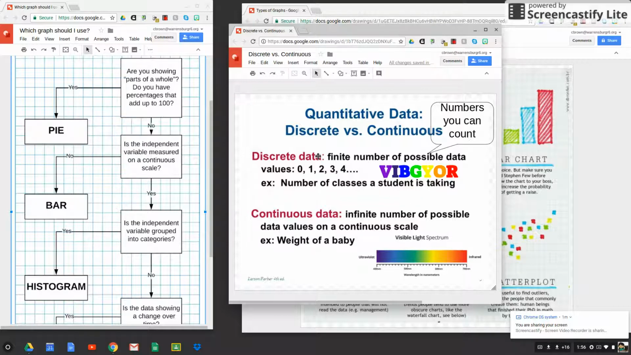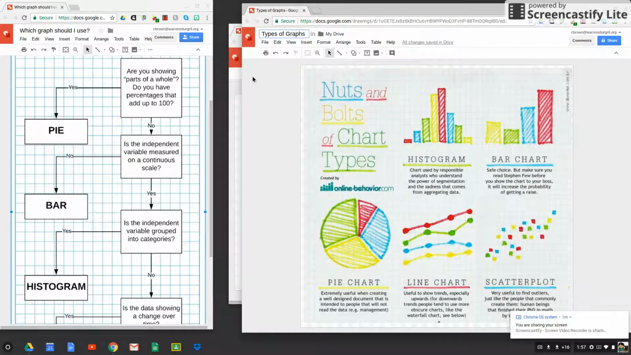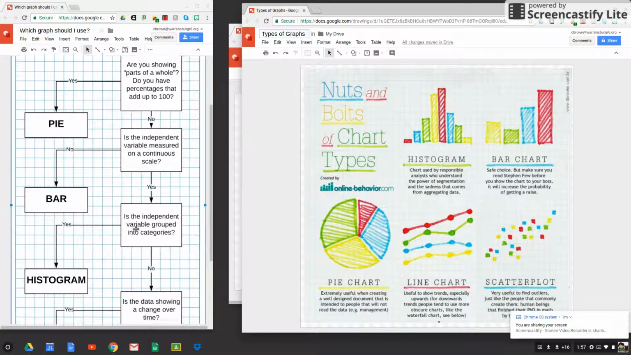Comparing that with discrete data, Roy G. Biv showing us these 7 colors are very specific color categories. It is not continuous. We're not having a combination between green and yellow, although we know it does exist. So, our question was, is the independent variable measured on a continuous scale? If the answer is no, we're going to make a bar graph. If the answer is yes, we need to continue with another question.